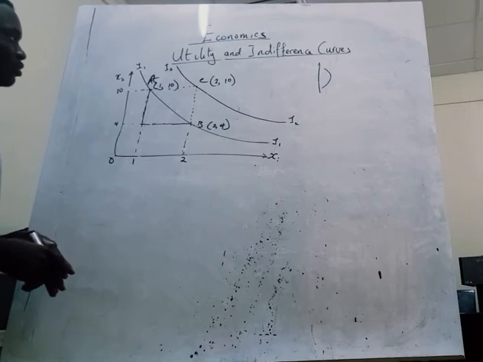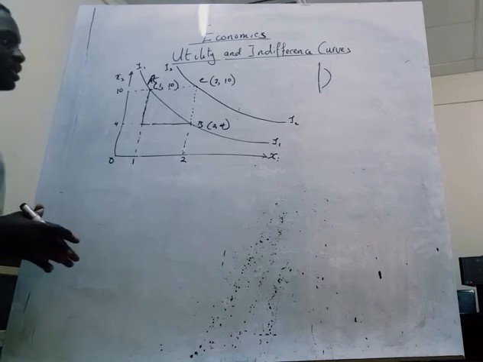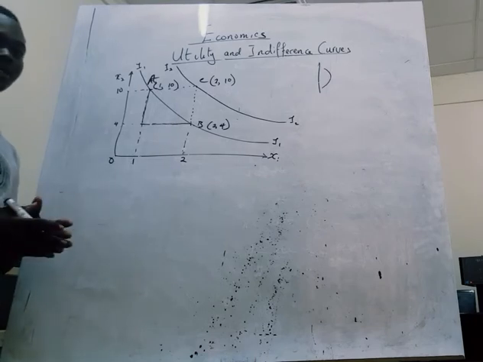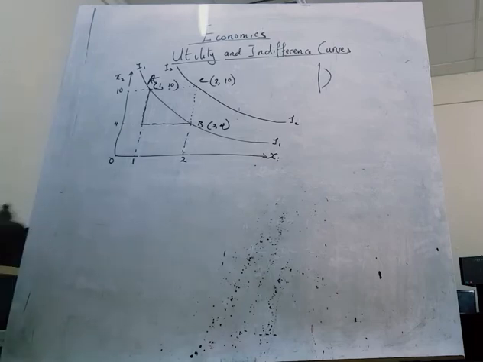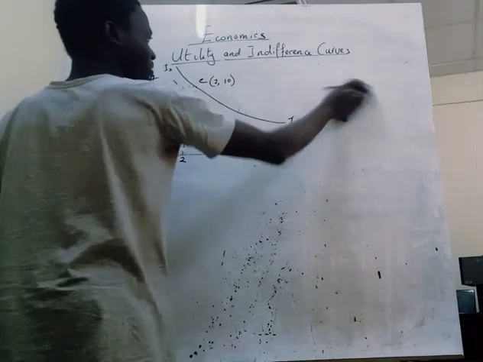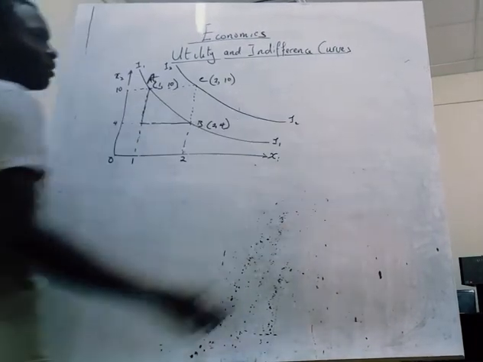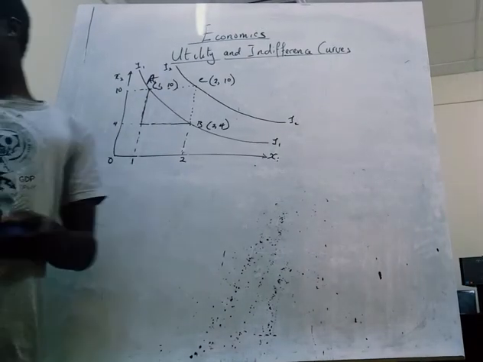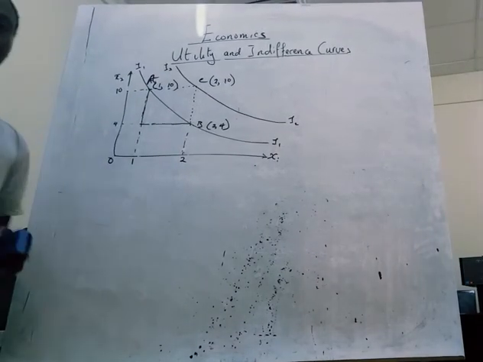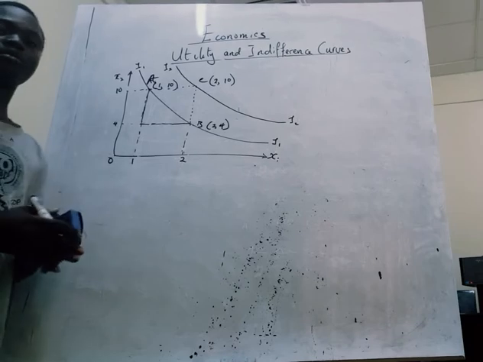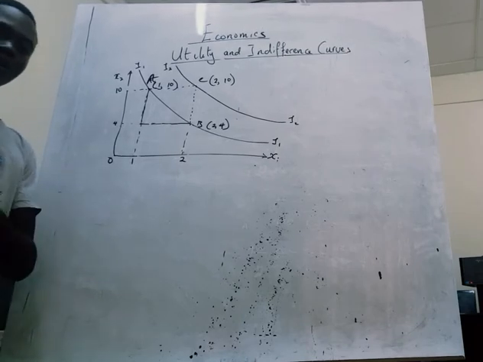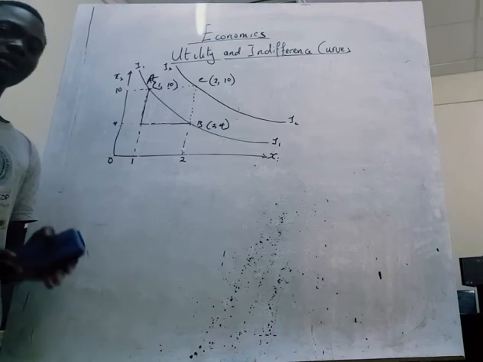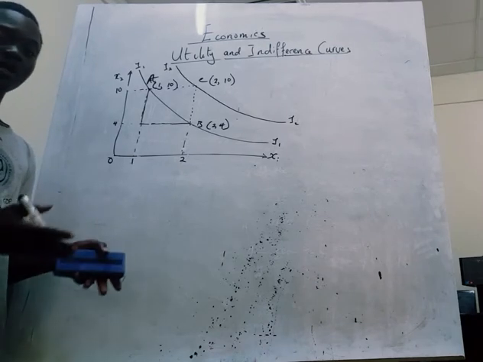We also talk about transitivity. Okay, in this sense, we say that indifference curves do not intersect. Indifference curves do not intersect. If they do, that means they are disobeying the law of transitivity. Now, what does transitivity mean? Transitivity is all about a consumer preferring good A to good B, and then preferring good B to good C. So if that is the case, then definitely our consumer must prefer good A to good C.